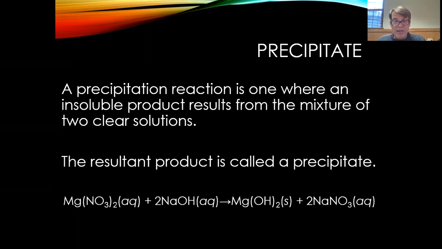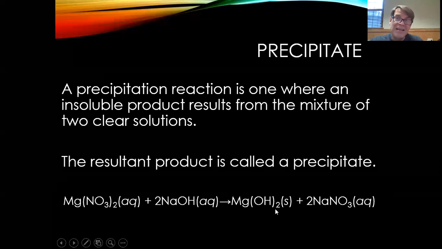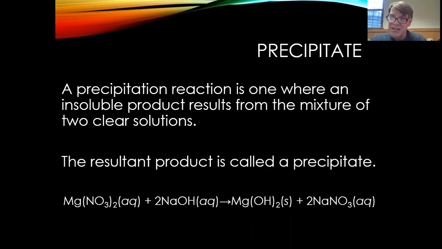All right, here's an example. So let's say you've got magnesium nitrate in solution. The aq stands for aqueous, so it's in solution. S means solid, not solution. Here's our precipitate, right? And by the way, soluble means that it dissolves in water or in something. Insoluble means it doesn't dissolve. Well, the part that comes out as solid is the part that is insoluble.